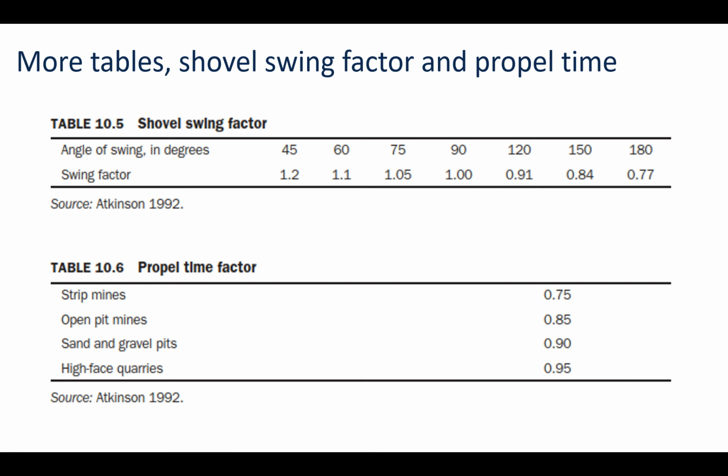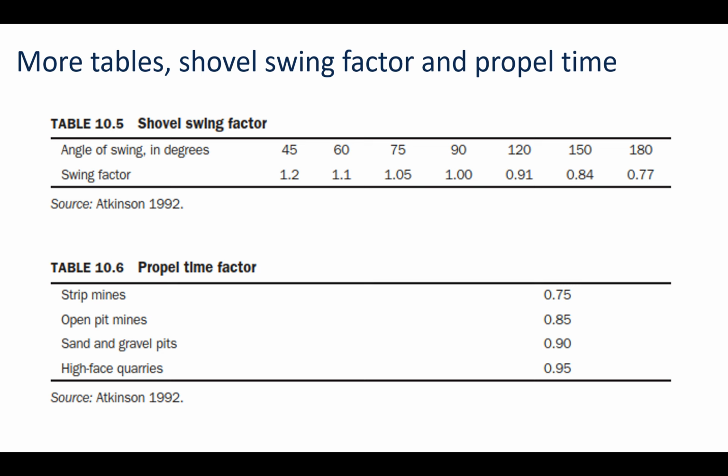So, more tables for shovels. The swing factor: you have different angles. If it's 45, you're going to load faster, right? So it's bigger than 1. If it's 135, 150, it's less than 1. I don't think we would ever be loading behind the shovel. I'm not going to say it's impossible to load behind the shovel, but you can also do 180, and it's even less than that. So that's the swing factor.